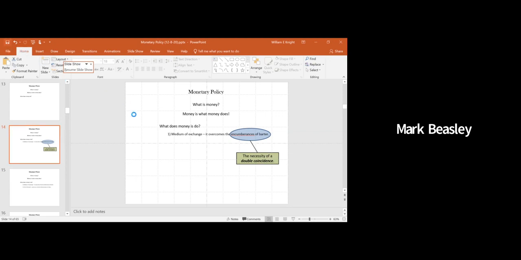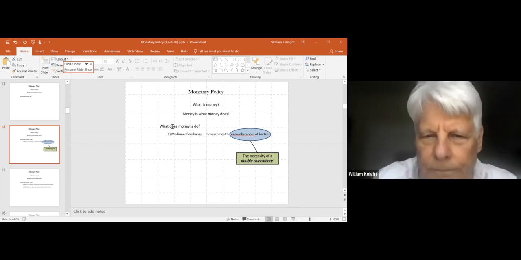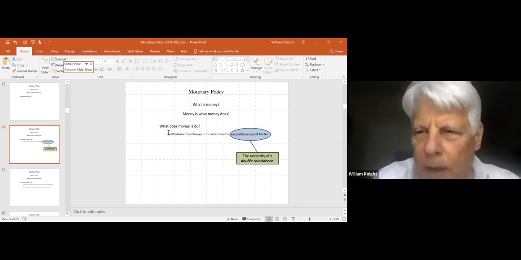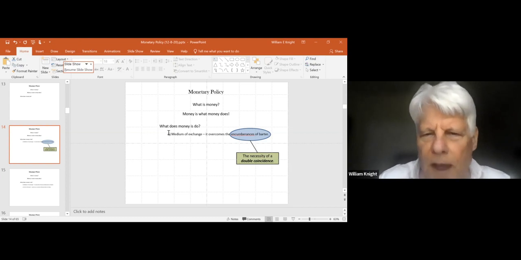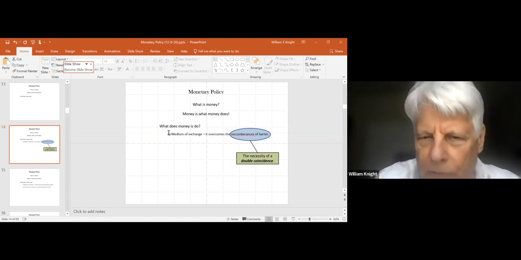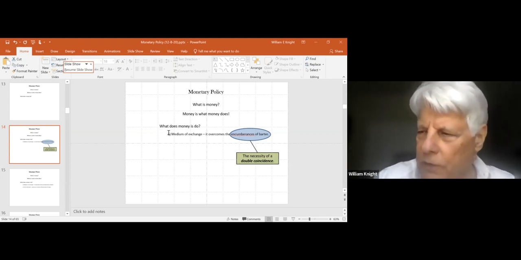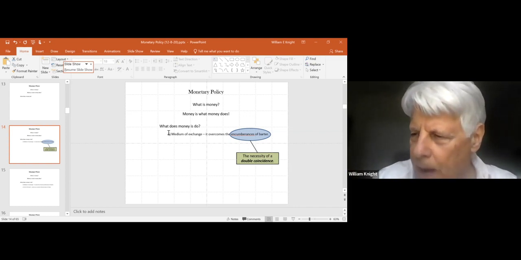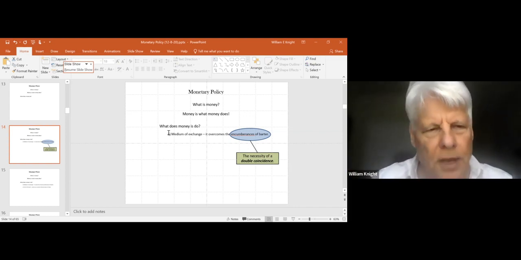Okay. What does money do? All right, so here are the functions of money. We said money is defined in terms of the functions that it performs. Anything that performs the functions of money is by definition money. I'll tell you what, let's take a quick break.